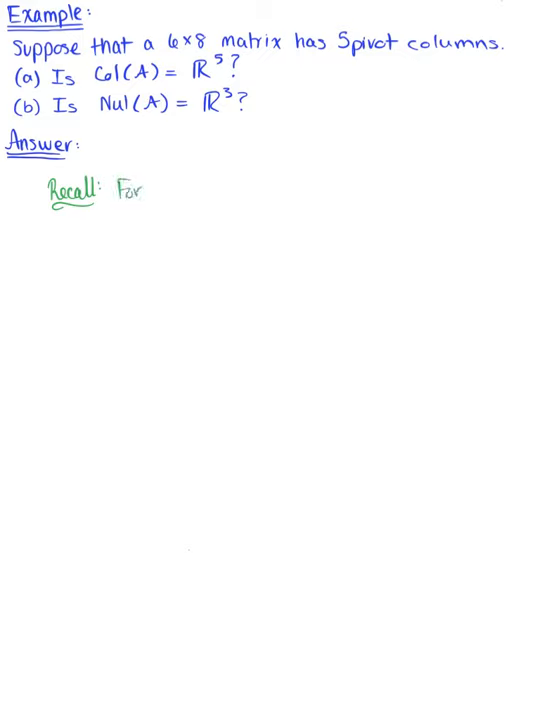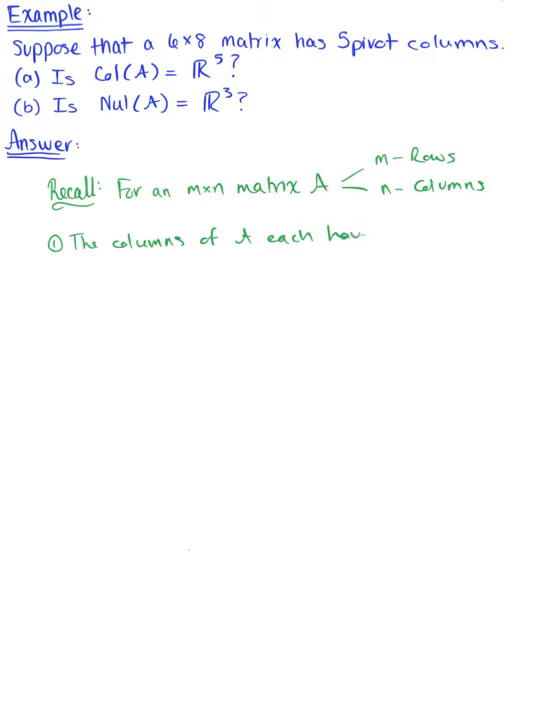So let's keep in mind that for an M by N matrix A, we know that matrix A, of course, has M rows and N columns. And this theorem told us two things here. The first one is that the columns of A each have M entries, which tells us that the column space of matrix A is a subspace of Rm.